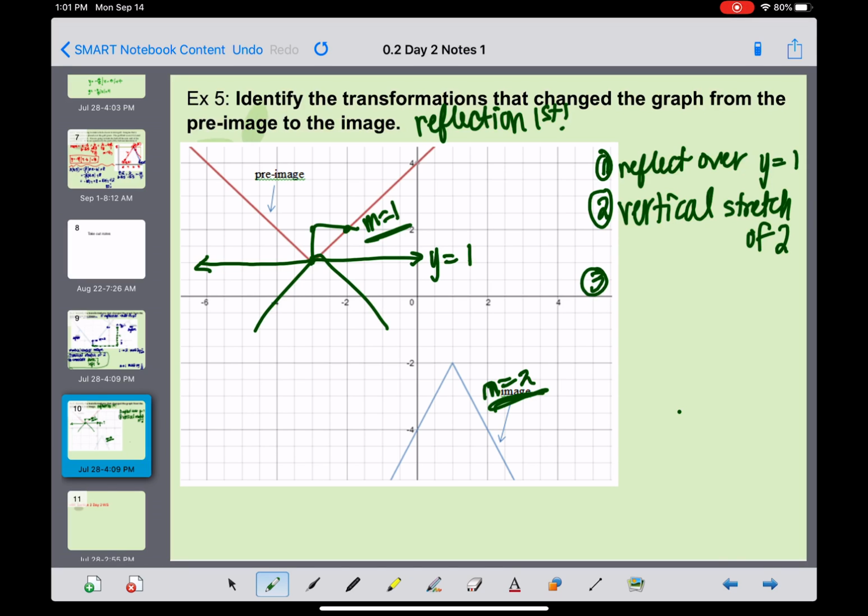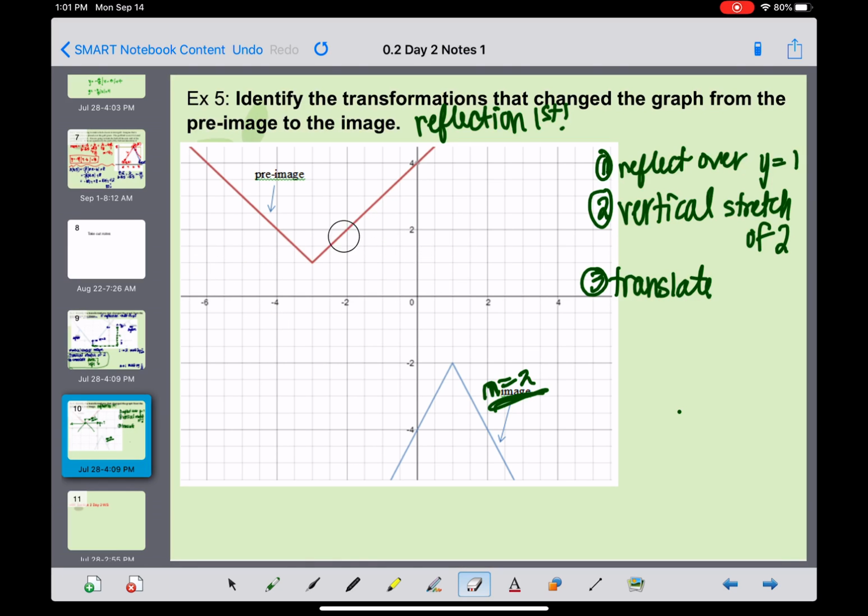And then we're going to look at our translation. So we reflected over y equals 1. Okay, it's opening down now. But it doesn't move the vertex, so I'm going to just count. So I have 1, 2, 3. So down 3. And right 1, 2, 3, 4.